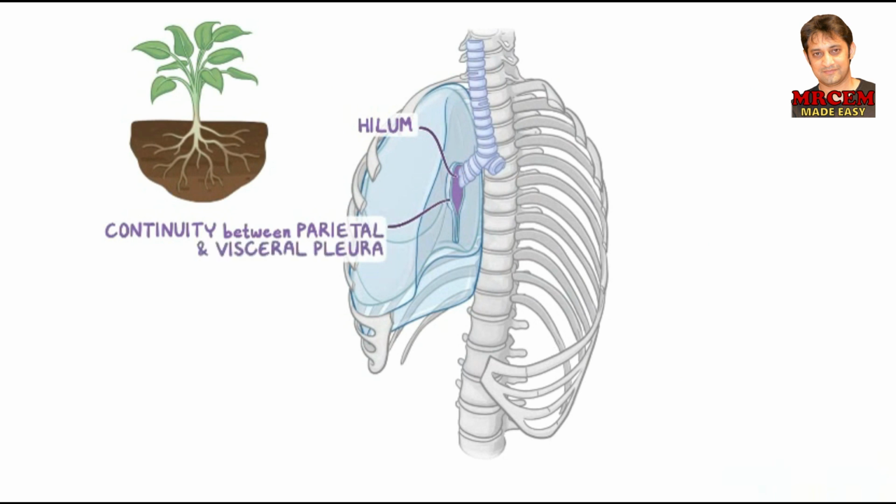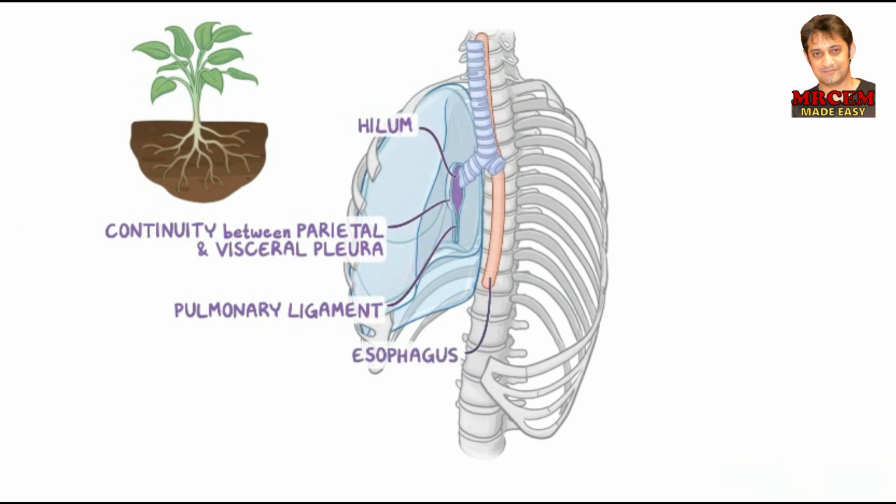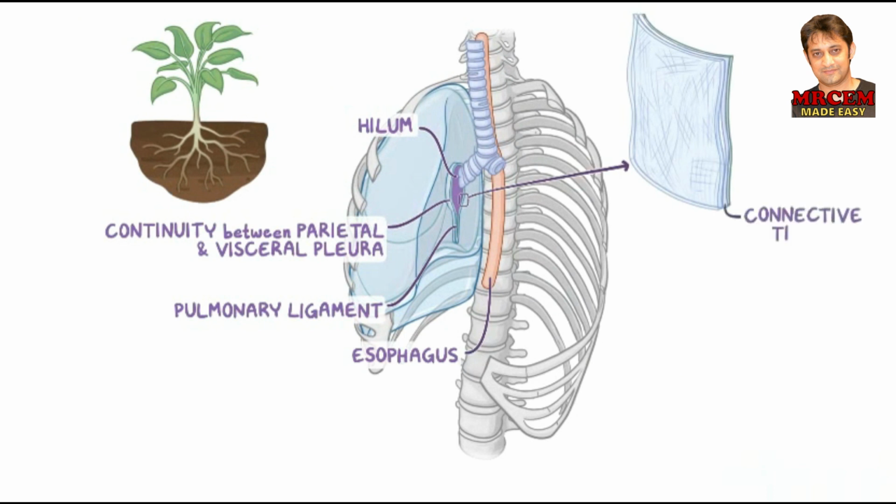Inferior to the root of the lung, this continuity between parietal and visceral pleura forms the pulmonary ligament, which extends between the lung and mediastinum, directly anterior to the esophagus. The pulmonary ligament consists of a double layer of pleura, separated by a small amount of connective tissue.